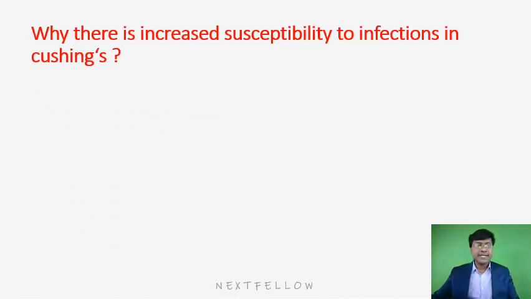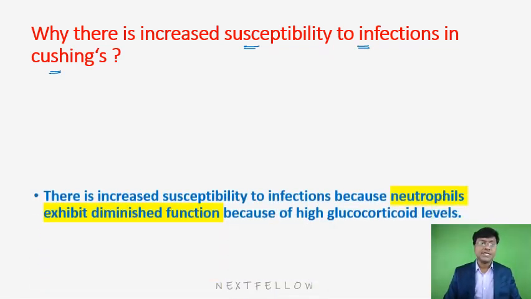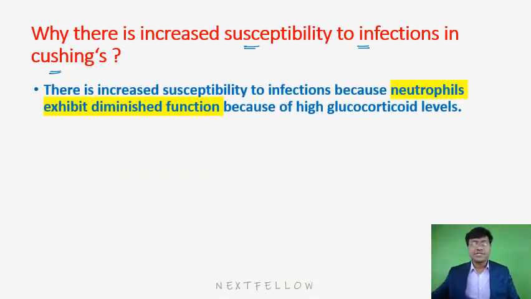Next, why is there increased susceptibility to infections in Cushing's? That is because the neutrophil levels will be reduced in patients with Cushing's. Basically, the levels will reduce in the sense that the neutrophil activity will be reduced, and that is the reason why they are prone to infections. Okay, so these are some of the important features of Cushing's and the etiology of Cushing's.